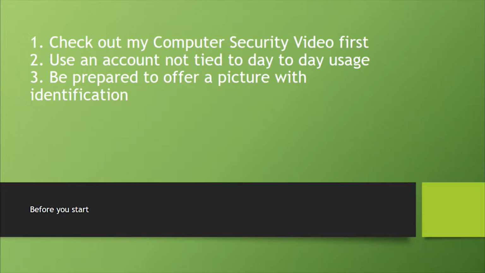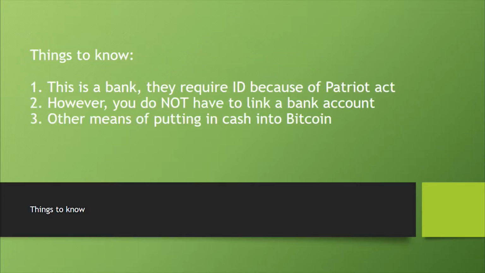Next thing is, be prepared to offer a picture with identification. The reason for this is Coinbase has a real bank associated with it, and since the Patriot Act, they require you to know your customer. So they may require you to provide some identification, state ID, federal ID, some kind of ID that provides them with some way to create you an account, just like creating a bank account. That doesn't mean you have to use it as a bank account. We'll go through those scenarios, but for now, just make sure you have some ID. Be prepared to offer it.